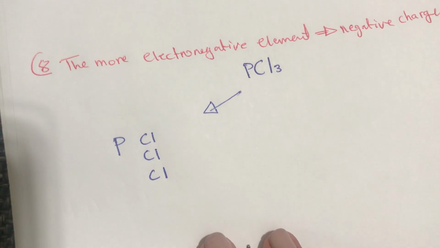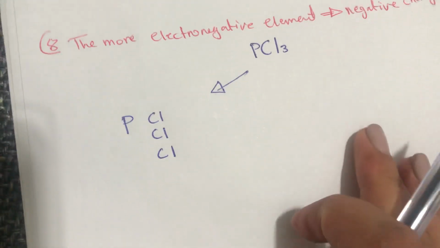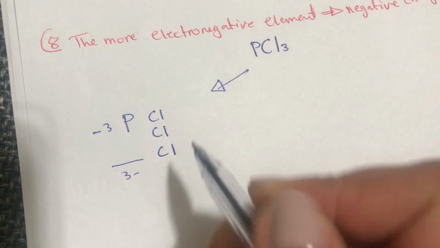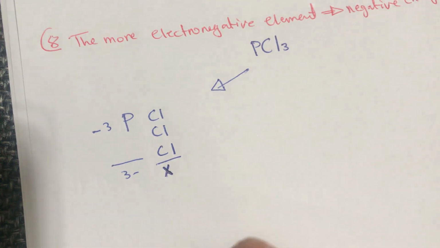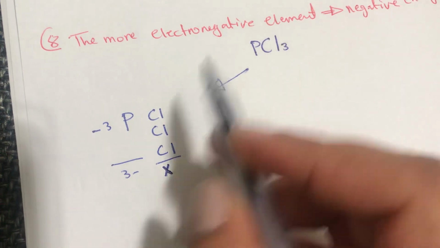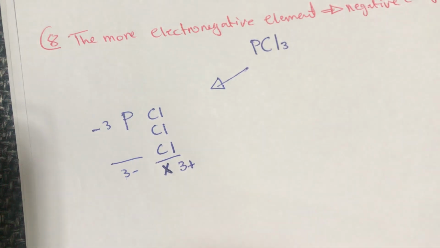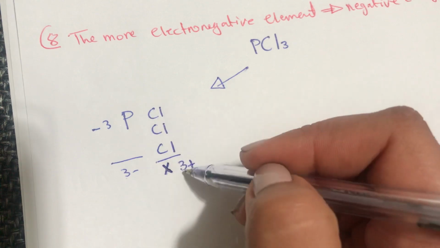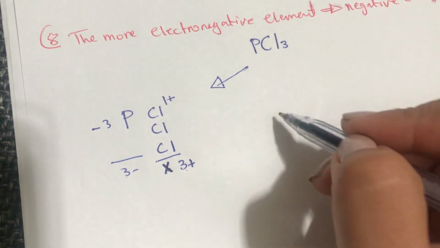So phosphorus is in group 5 in the periodic table, so it carries a -3 charge. So here the total is -3. And what is the oxidation number of Cl? It's a neutral compound, so the positive charge must equal the negative charge, which is +3. You have 3 chlorine atoms with a total of +3, so each carries +1.